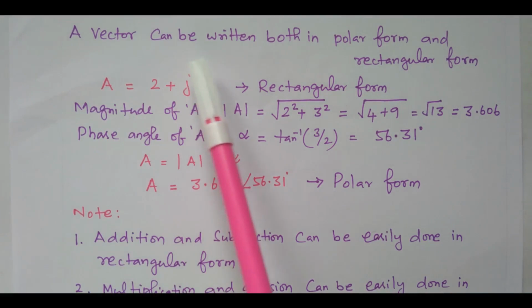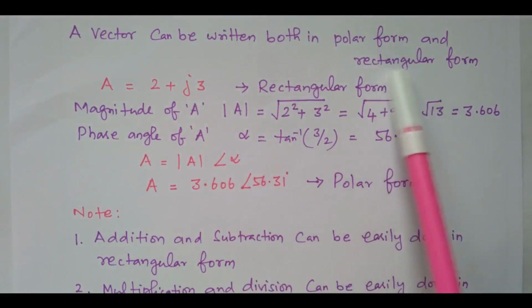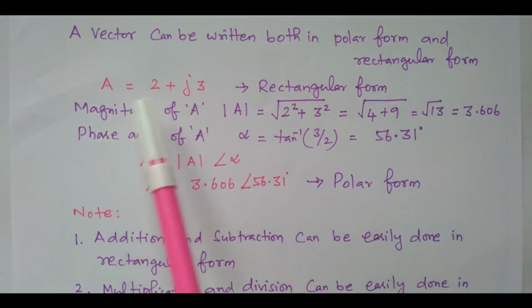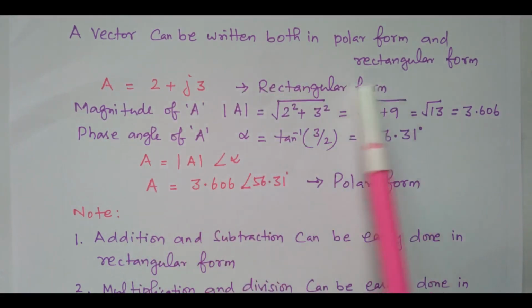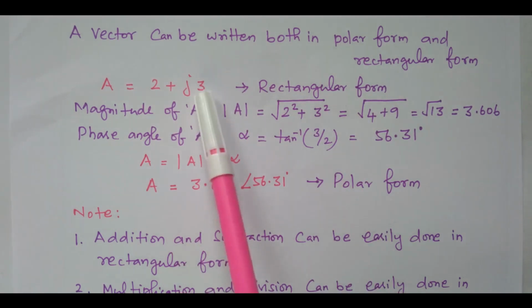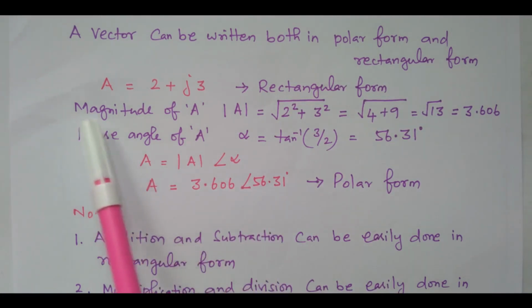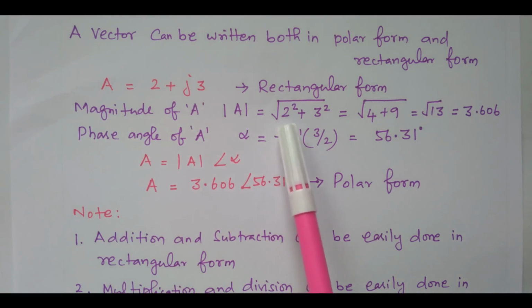So the vector can be represented in polar form or rectangular form. What is polar form or rectangular form? A equal to 2 plus j3 is the rectangular form. Real term plus imaginary term with j operator is the rectangular form. The other is the polar form. How will you find the magnitude and angle? Magnitude is calculated as square root of a square plus b square, that is, real term square plus imaginary term square.